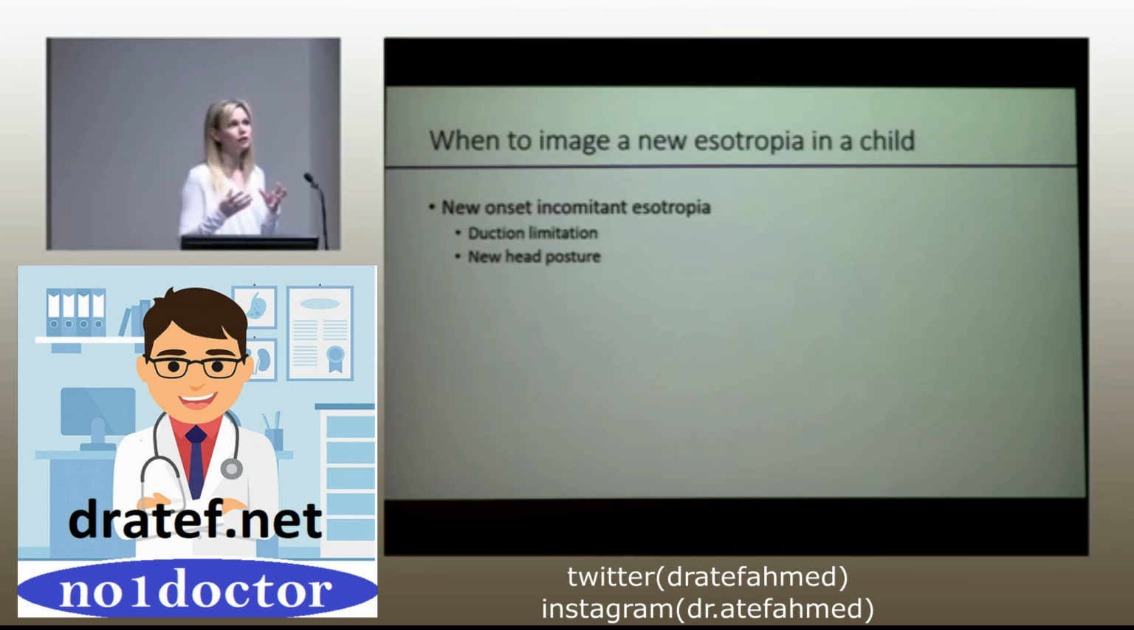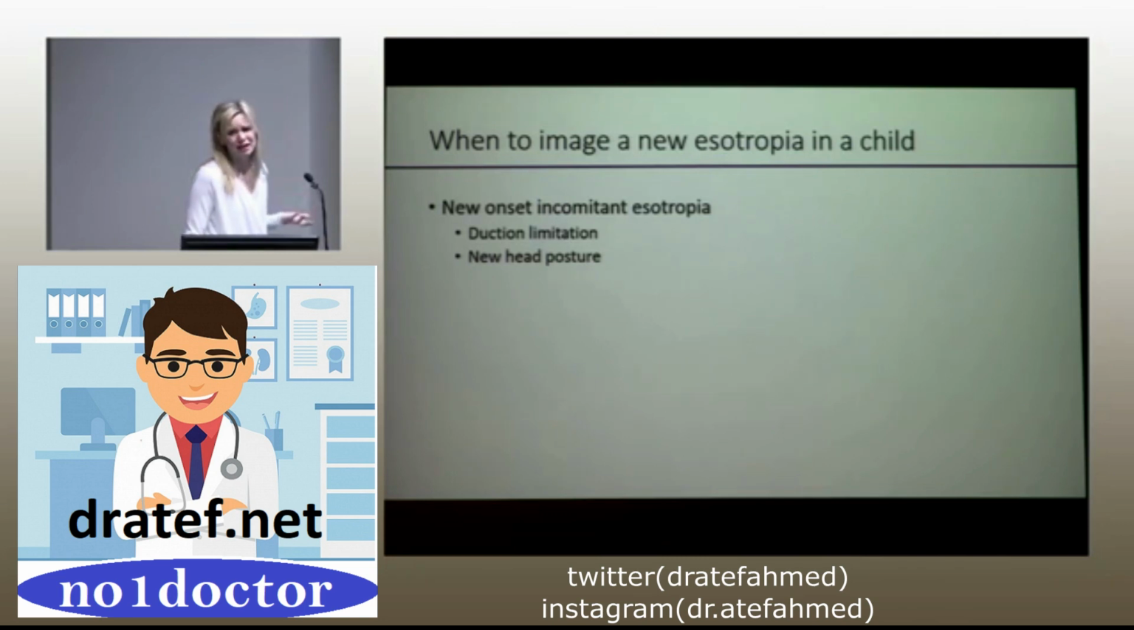Even if you can't fully evaluate the ductions or feel like you might not be getting a true picture, if they have a new gaze position, a preferred gaze position, that is a red flag. In the setting of eye misalignment, it's a red flag for an incomitant eye misalignment. But if there is no eye misalignment, but they still have a new gaze preference, that's still worrisome. They could have a new homonymous hemianopsia or something like that. So anytime a child has a new head posture, it should be a cause for concern.